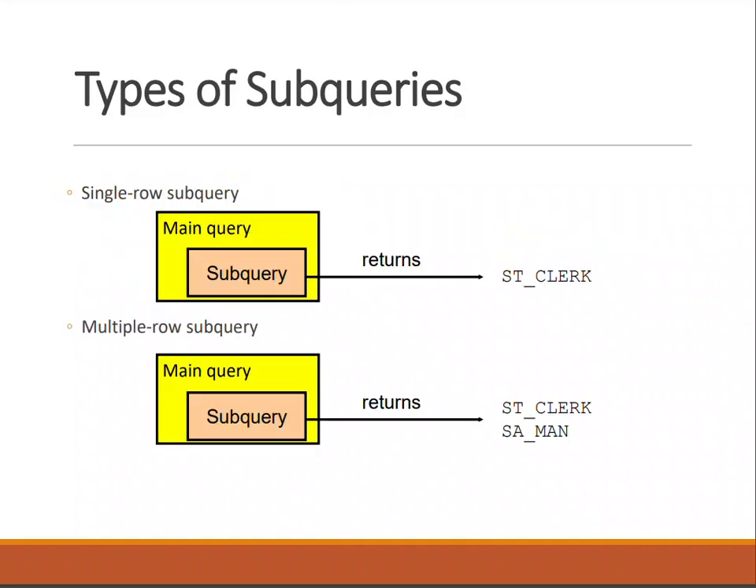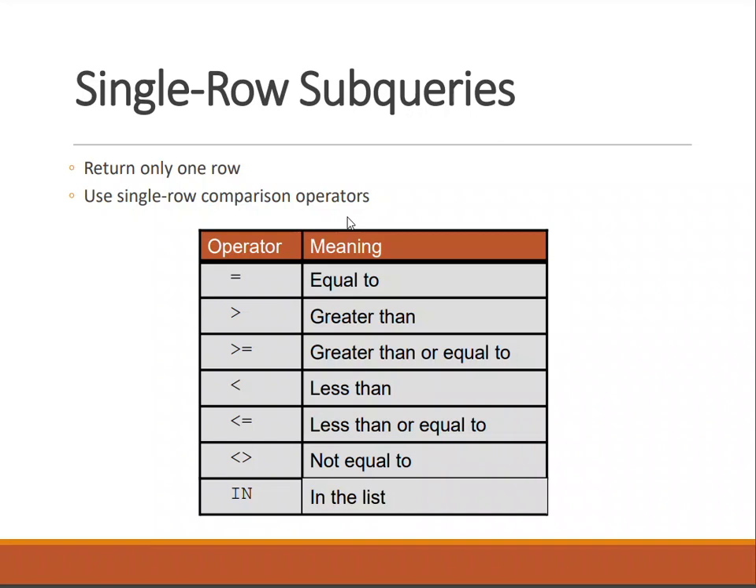Okay, so this is what we mean by single row subquery: the main query, the subquery returns one row. For example, a multiple row subquery returns more than one row, meaning it has two outputs. So that is a multiple row subquery. Okay, let's look at it in detail. Single row subqueries return only one row. Use single row comparison operators, such as equal to, greater than, all these. So these are single row subqueries.